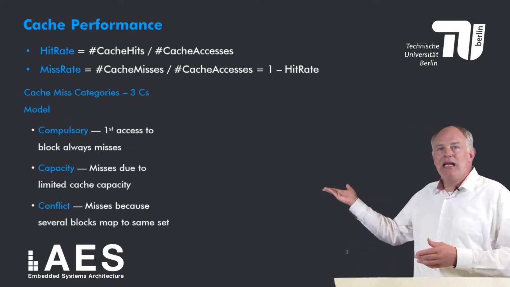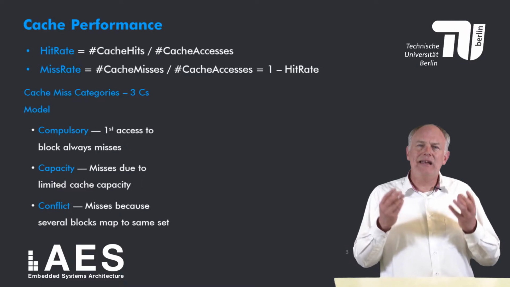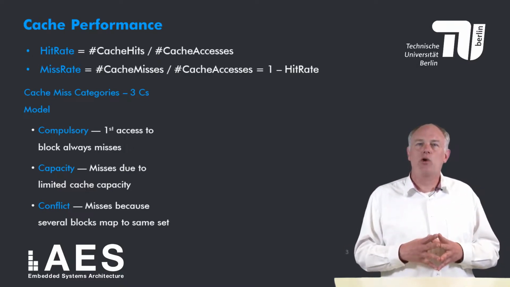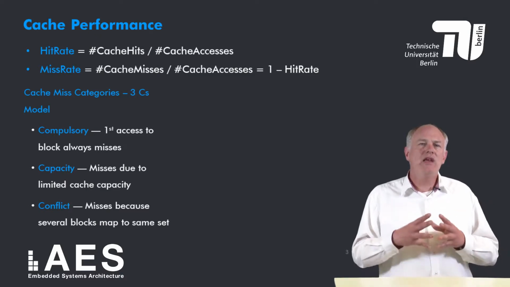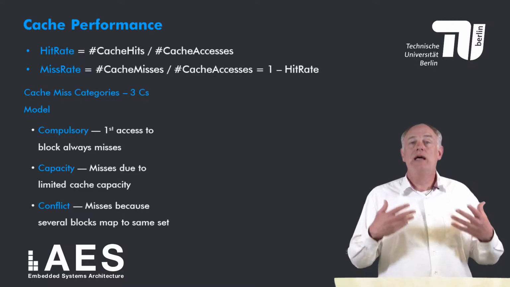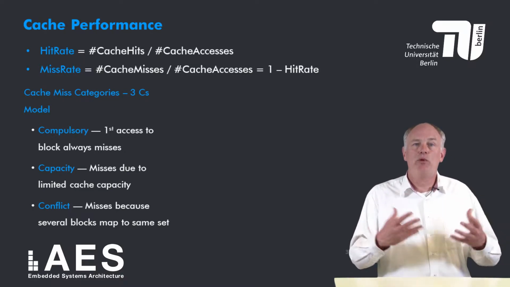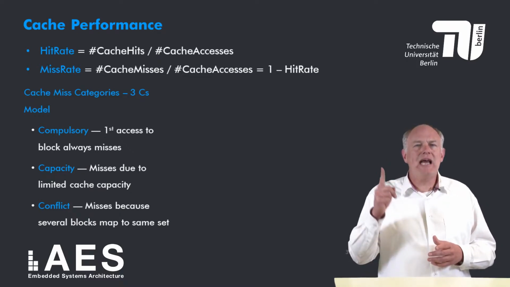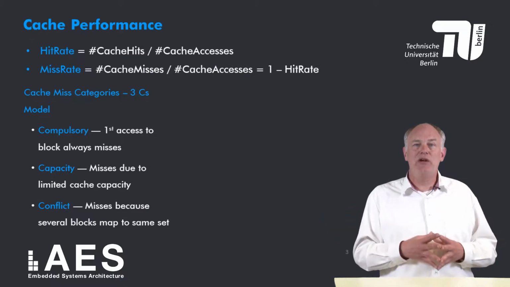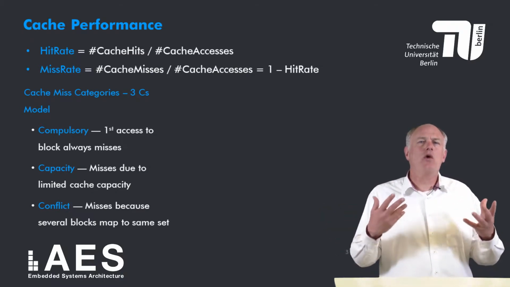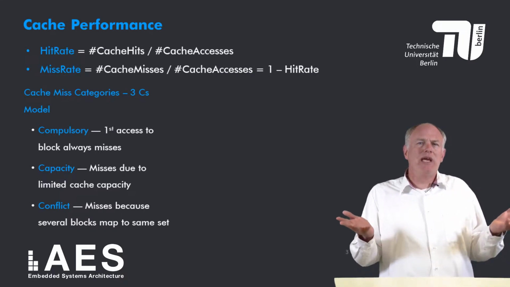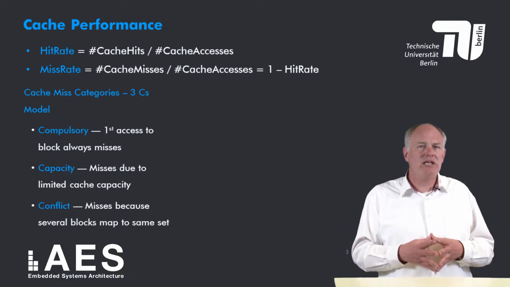Cache misses can be classified into 3 categories, and each of these categories starts with a C, and therefore this classification is called the 3 Cs model. This model provides insight into the cause of the cache miss and therefore tells us what we should do to improve the hit rate. The first access to a block is always a miss, unless we do prefetching, but I will discuss prefetching later. These misses are called cold start or compulsory misses. There's not much we can do about these misses except prefetching.